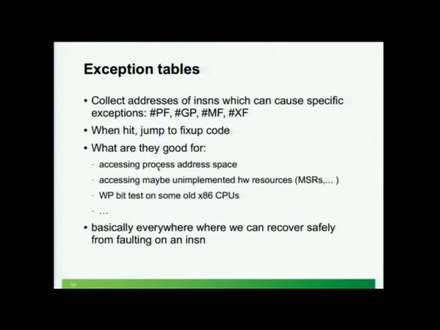Well, we use it for accessing process address space. So get_user, put_user uses that. If you fault on an access to user space because the page is not mapped or something, there's a fix-up code for that. This is the most prominent example. And then, for example, if you do read MSR on an MSR that's not existent, you can do fix-up code. So basically, everywhere where you can safely recover.